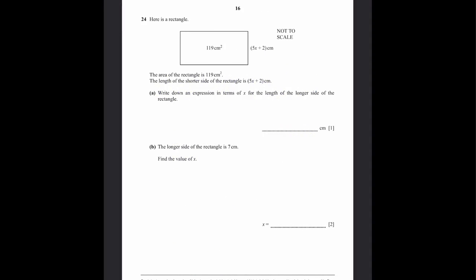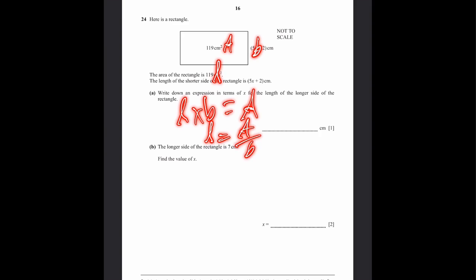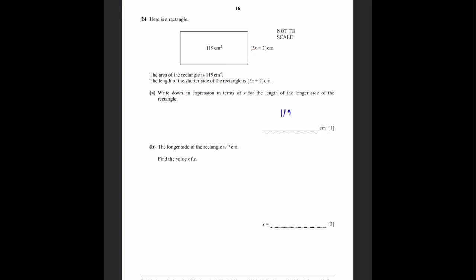Question 24. Here's a rectangle. The area is 119 centimeters squared, and the length of the shorter side is 5x plus 2 centimeters. A. Write down an expression in terms of x for the length of the longer side. So let's call this the breadth, this the length, and this the area. You multiply length into breadth, we get area. So to find the length, we need to do length equals area by breadth. So area is 119 and breadth is 5x plus 2. So 119 by 5x plus 2 centimeters.